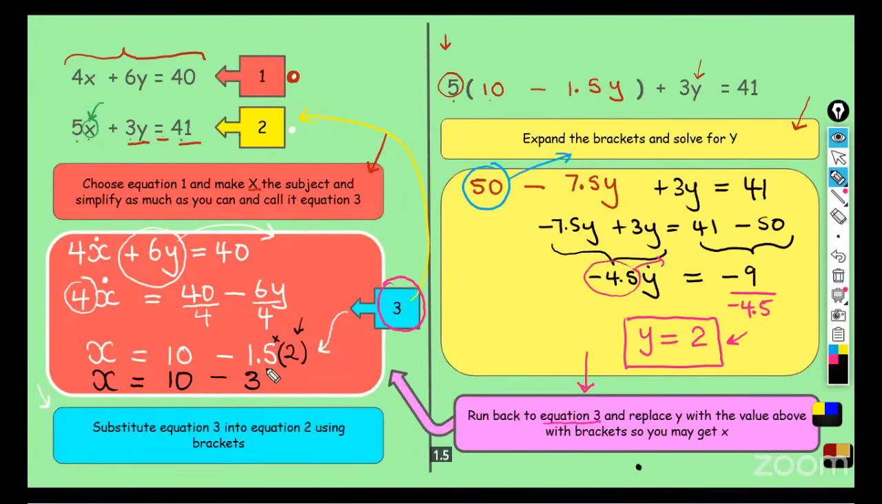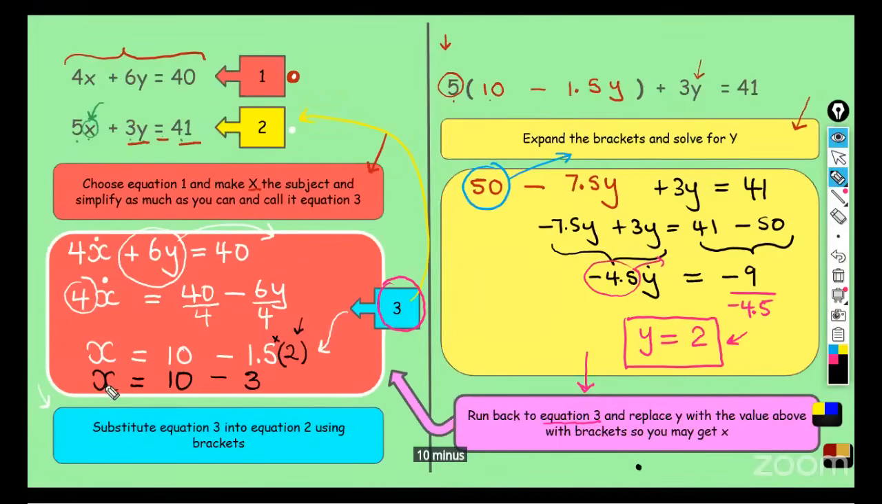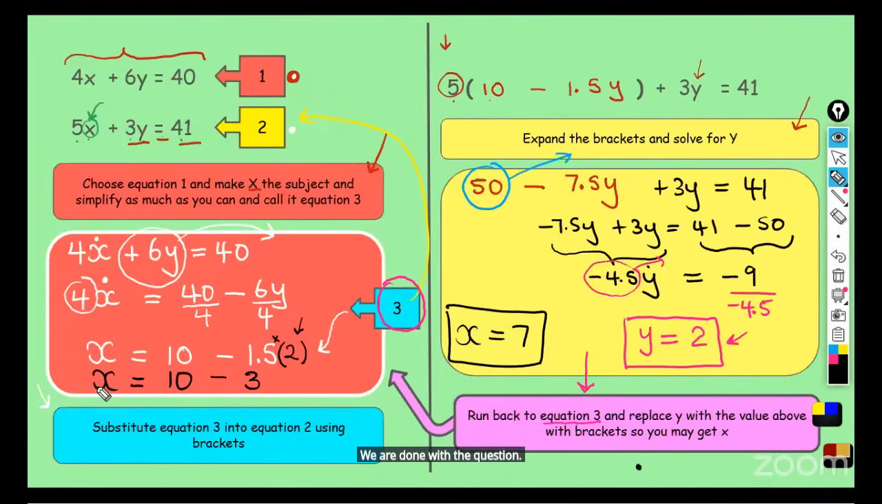1.5 by 2 is 3. If you don't believe me, you can try it on a calculator. So when we work out this part here, 1.5 multiplied by the 2, because when two things are separated by brackets, it's an automatic multiply. 10 minus 3 will give us the value of x. How much is x? X is 7. We're finished with the entire question because 10 minus 3 is 7, and that's equal to x. We are done with the question. So if anybody were to ask, hey, what's the solution to this simultaneous equation? You just say, hey, x is 7, y is 2.